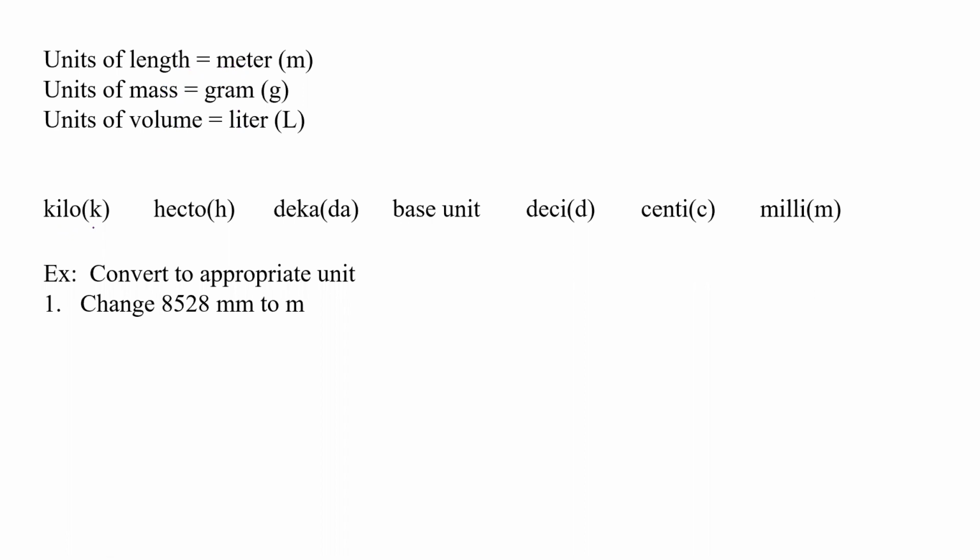And this is how our metric system lines out. We have our base unit, so this can be either meters, grams, or liters. It doesn't matter which one it is, it's always the base unit. Then we can go to the left and get really large, kilo being 1,000, or we can go all the way to the right, which would be a milli, which is one thousandth. And we can move between the units.